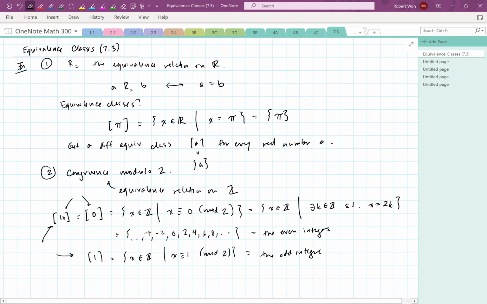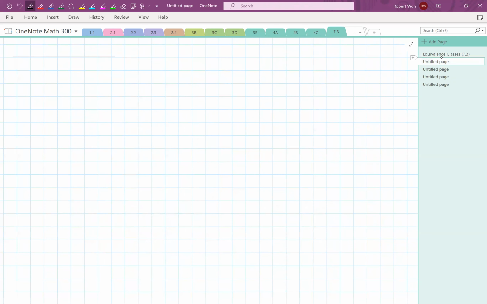With the equality on the reals, there were infinitely many equivalence classes. There's one for each real number. But again, every real number was in one and only one equivalence class. It turns out that this is true in general, which we'll prove, but here's a fact. Given if this is an equivalence relation on A, then the equivalence classes partition A.